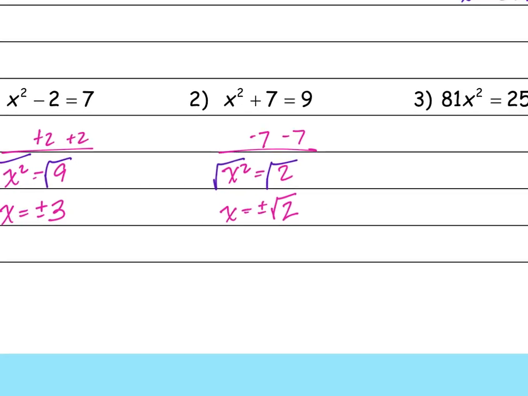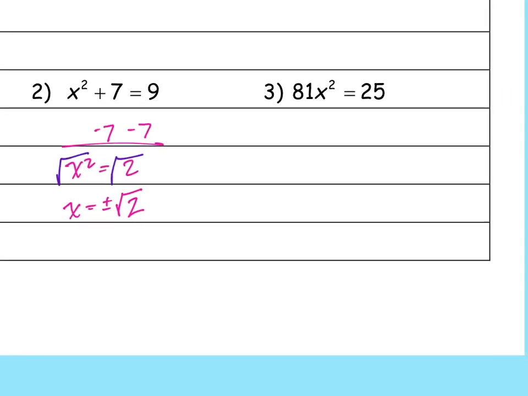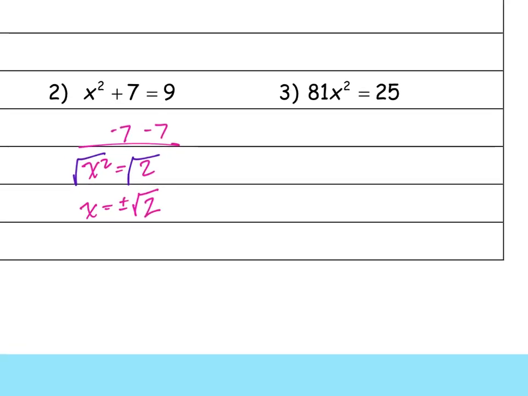And then the next one's a little different because I don't have anything to add or subtract. What am I going to do? I'm going to divide because I got to get the x squared by itself, right? So I've got x squared equals 25 over 81. And I'm still going to square root it even though it's a fraction. Is it okay if I square root a fraction? Yeah, right? So x is going to equal plus or minus 5/9. Any questions?